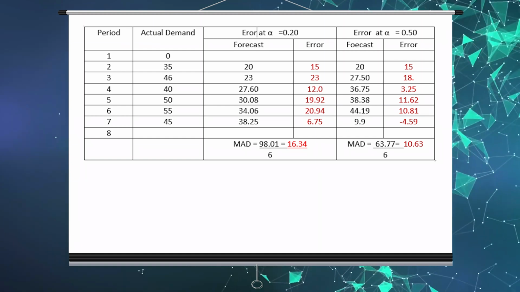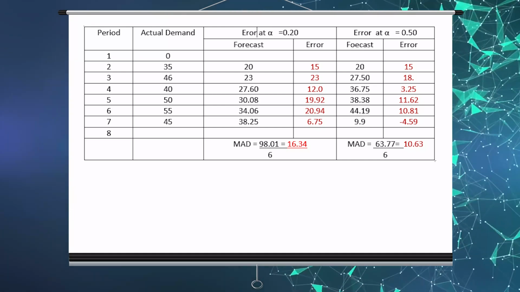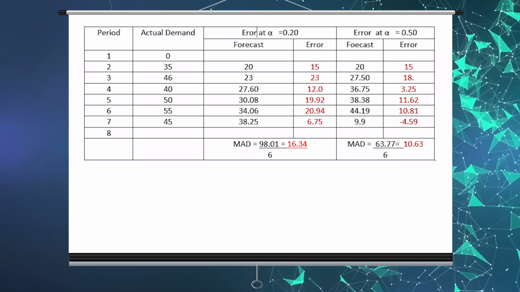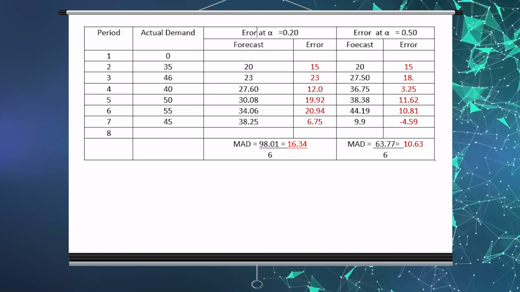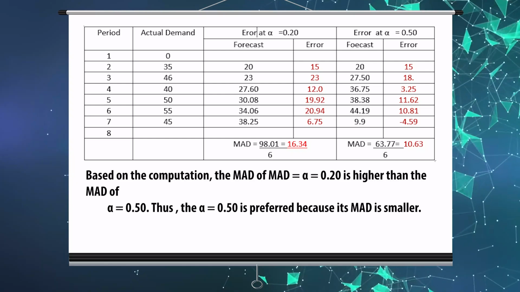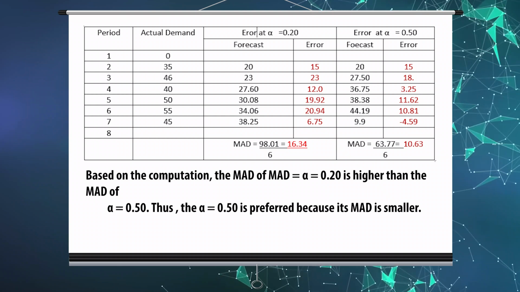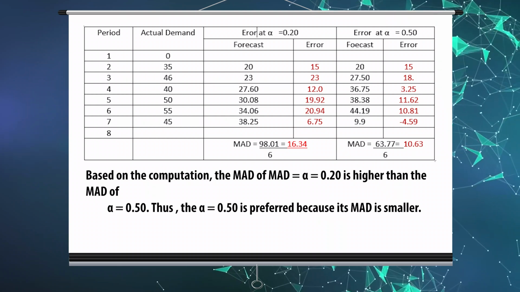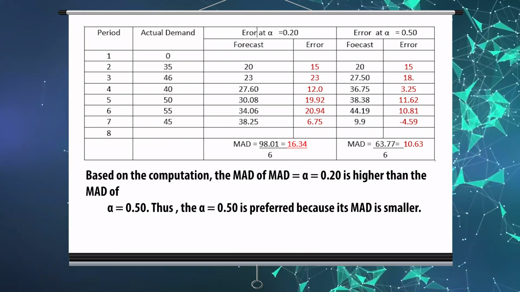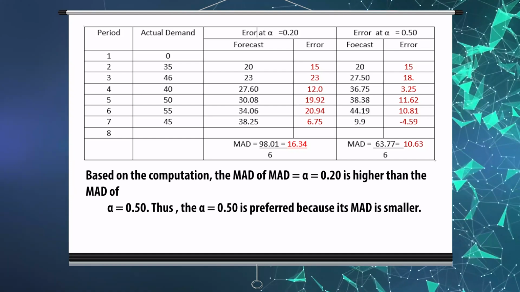Based on the displayed table, there are 8 periods and actual demands are also included. The table shows errors where alpha is equal to 0.2 and another error where alpha is equal to 0.5. Based on the computation, the MAD of alpha equal to 0.2 is higher than the MAD of alpha equal to 0.5. Thus, the alpha of 0.5 is preferred because its MAD is smaller.